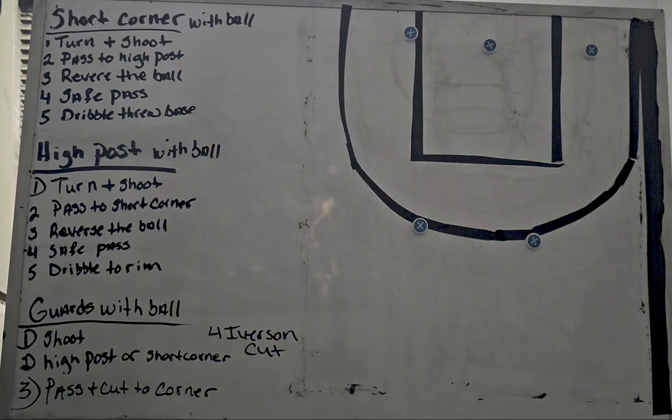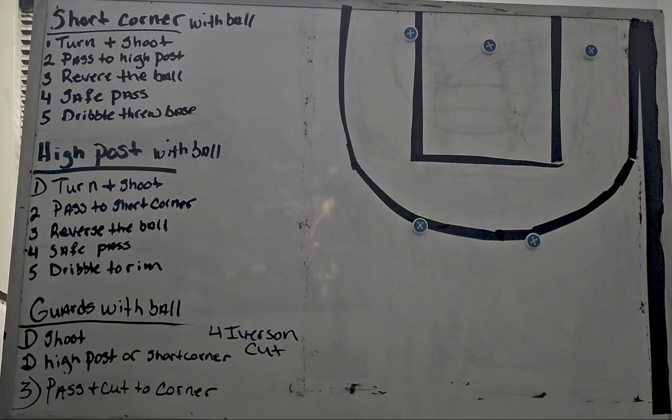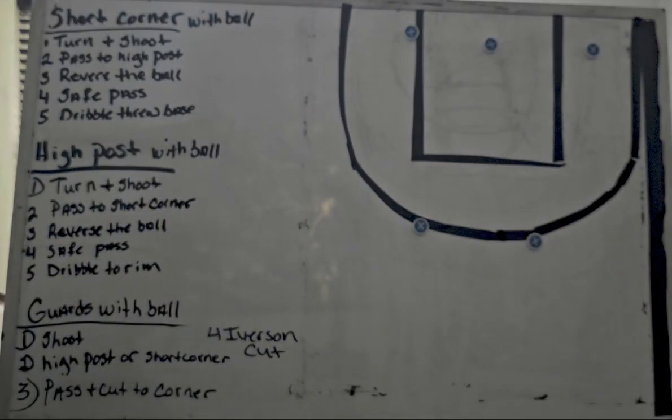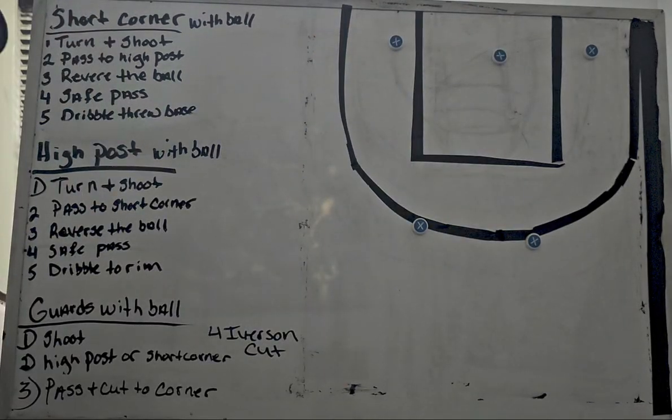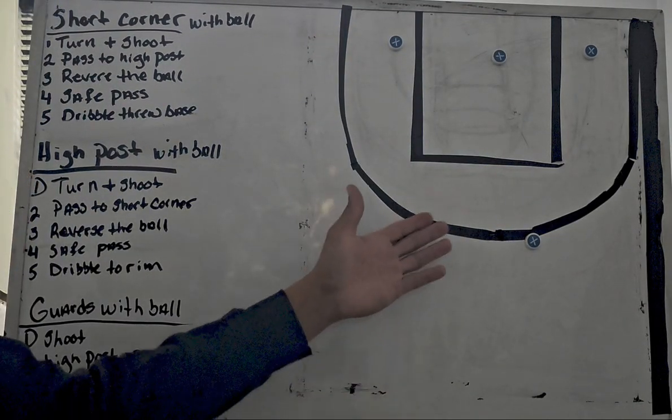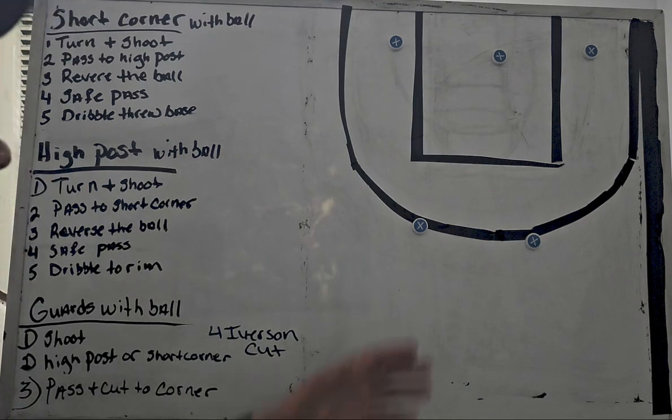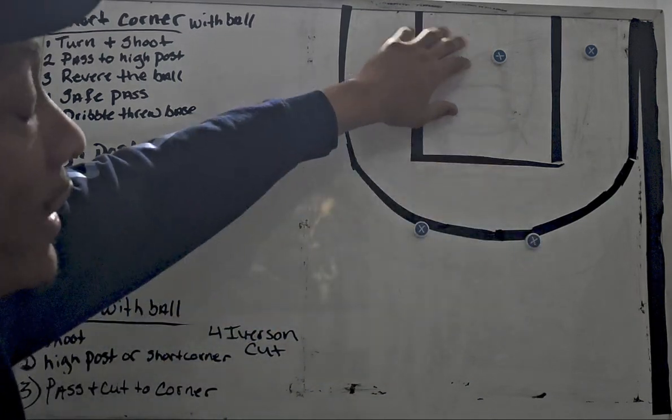Now we're going to go over our 41 zone. Before we go over our 41 zone, let's talk about the defense that we'll be going against. The 41 zone is usually run against a 2-3 defense. As you can see here, this is a 2-3 defense.